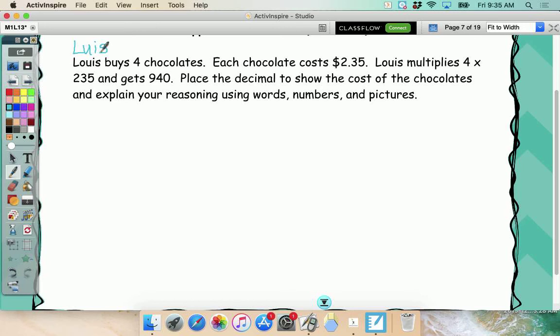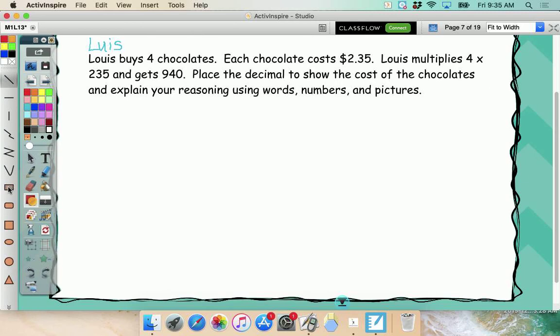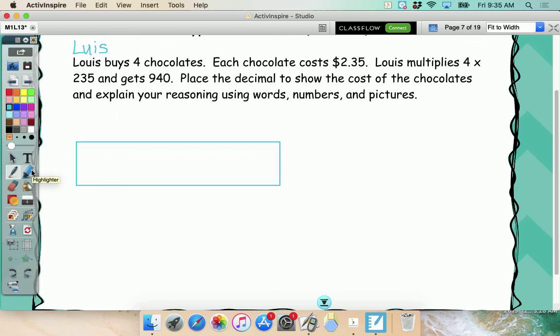Louis multiplies 4 times 235 and gets 940. Place the decimal to show the cost of the chocolates and explain your reasoning using words, numbers, and pictures. Now, I'm thinking if we were to use a tape diagram, are you with me on this? That would cover words, numbers, and pictures. What do you think? Okay. Actually, I meant area model. I said tape diagram, but I meant area model.